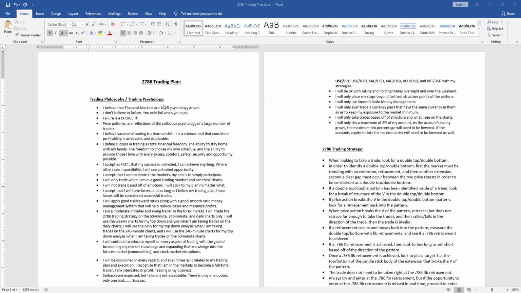So having said that, let's go ahead and jump into this. This is a trading strategy, a trading plan that I made and based largely off of somebody else's trading plan. It was one of my mentors. He gave it as a template to all the people that purchased his course.